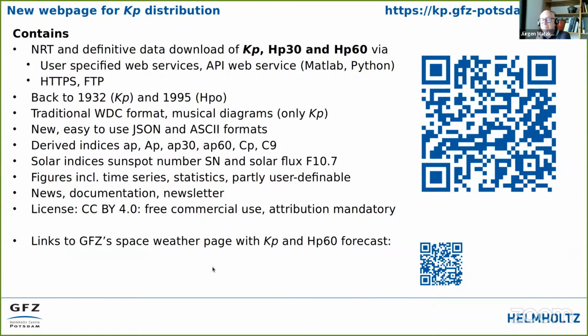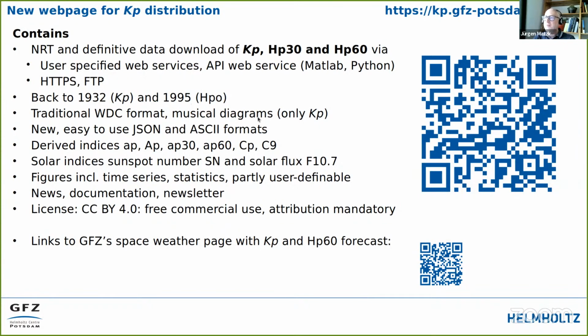Right, we also have a new web page for the distribution of KP and also the new indices, the HPo indices, HP30 and HP60. And you can use the barcode to get there. Some of you might remember this traditional, I would say horrible, World Data Center format, which was very complicated to read. We still do distribute that, but we now have JSON formats and very easy to use ASCII formats for non-experts, so they can be loaded into spreadsheets very easily.